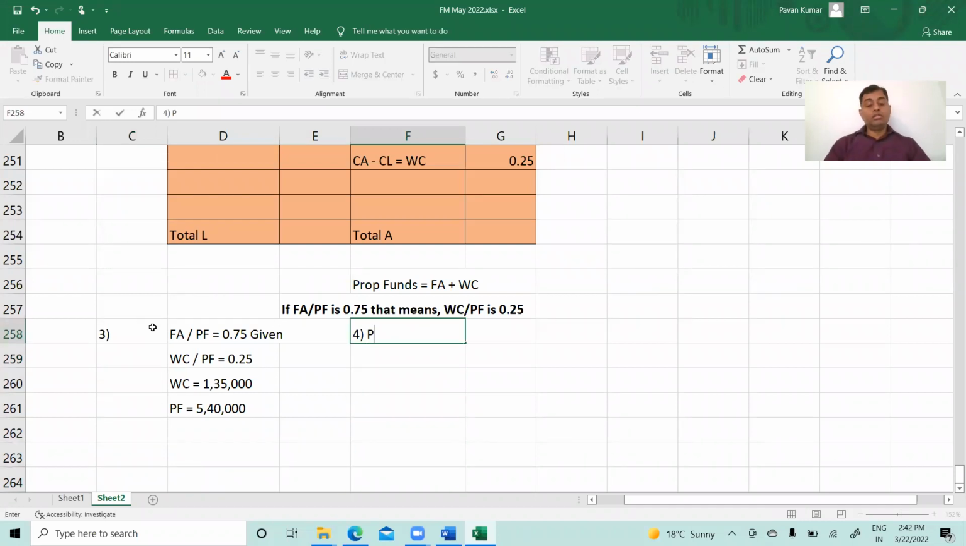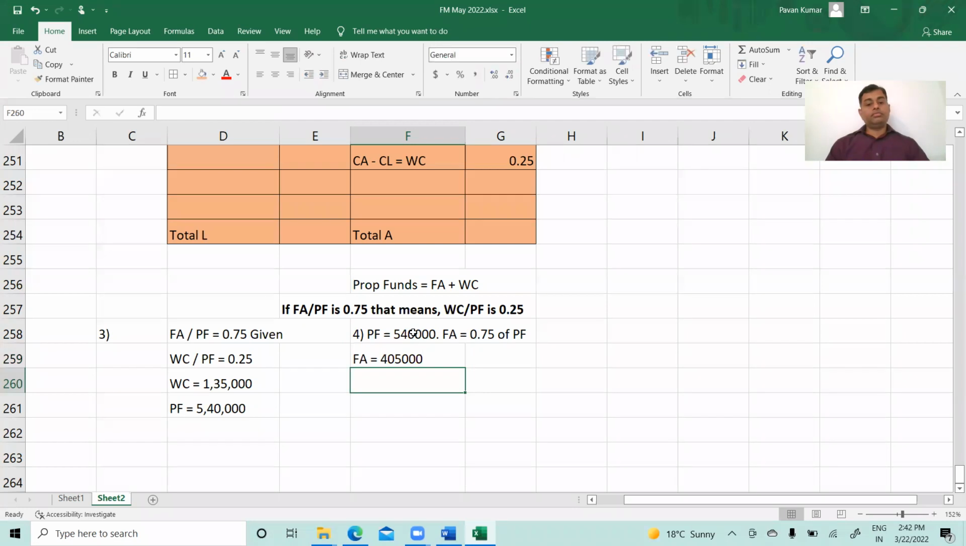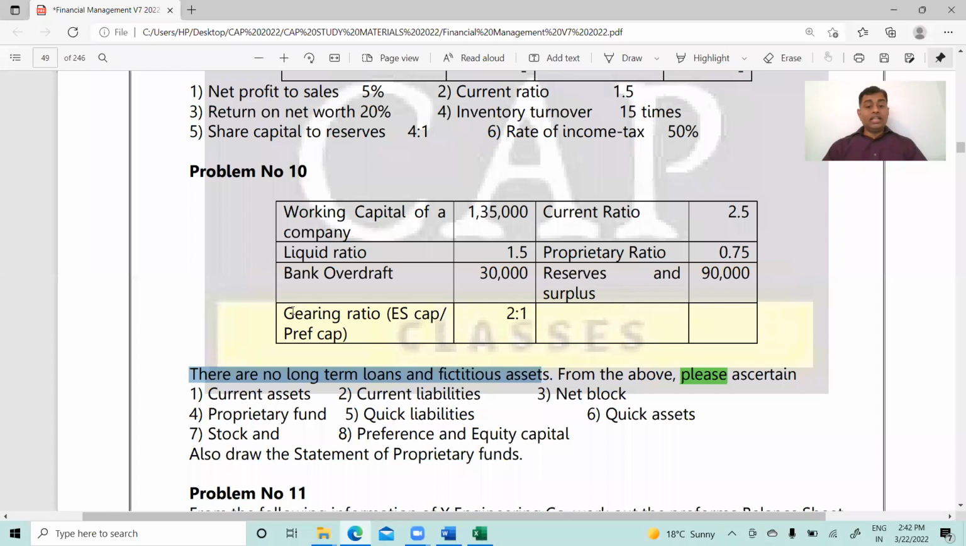Fixed assets is equal to 0.75 of proprietor funds. Therefore, fixed assets is equal to 540 into 0.75. How much? Sir, proprietor fund is 5,40,000, right? 4,05,000, sir. Okay, 4,05,000. Correct.